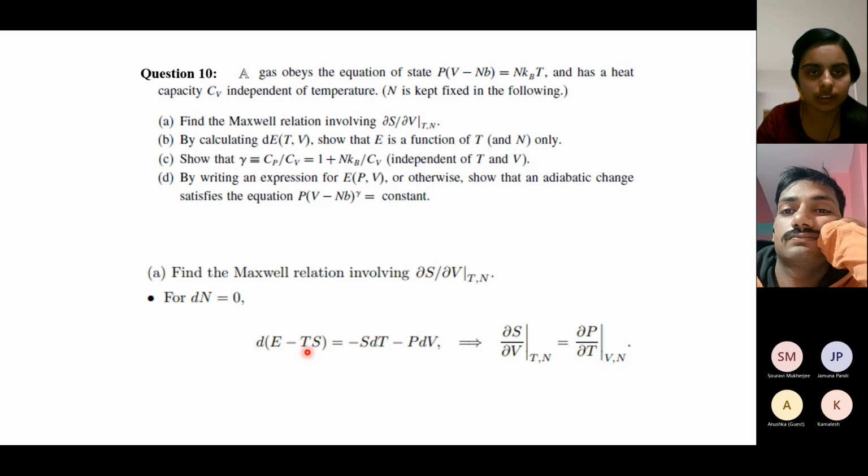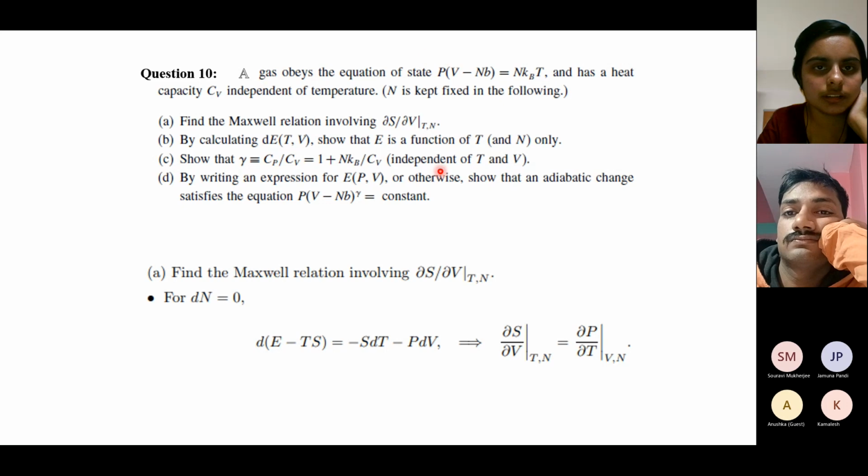Okay. So now, how do we calculate? We have to calculate dE, and from there we have to show that E is only a function of temperature and N only, so it does not depend on V. That is what we have to show in the second part of the question. So how do we proceed? Here we will be using the equation of state that is given in the question. And how do you plan to use it?